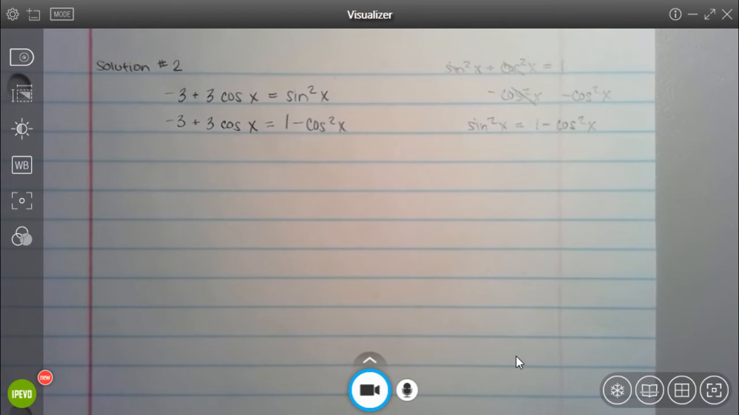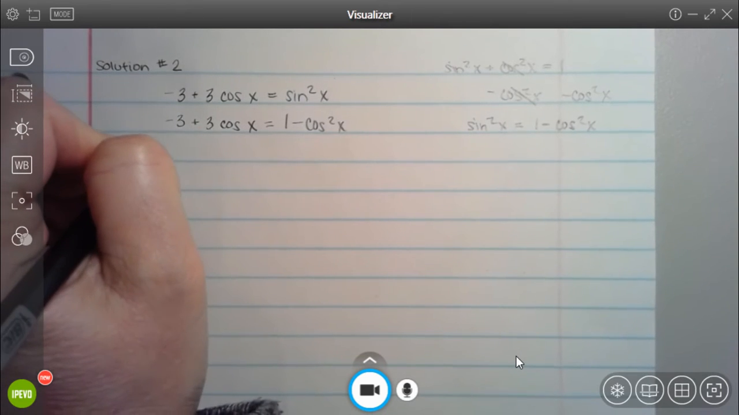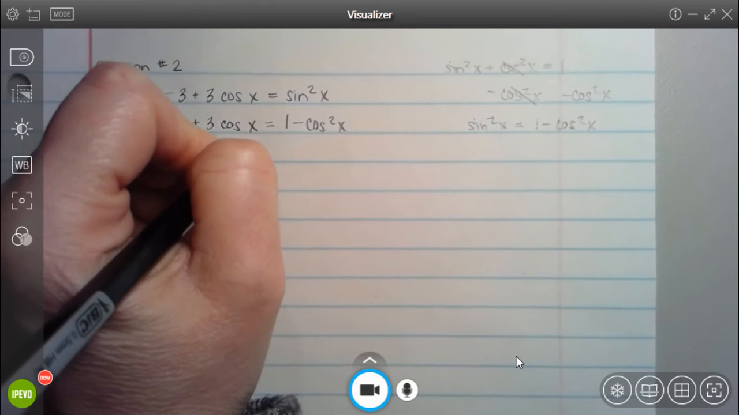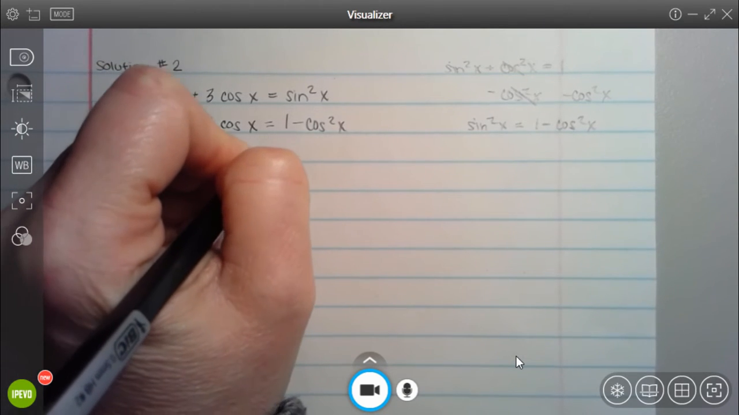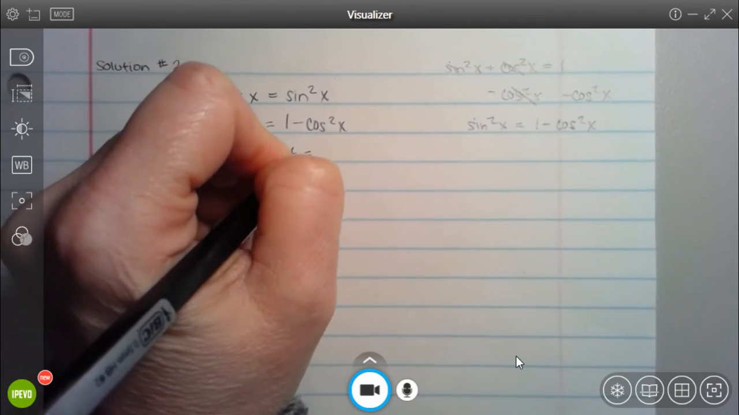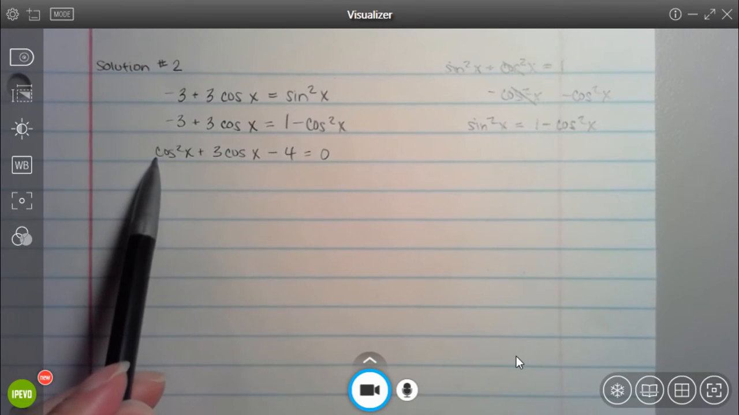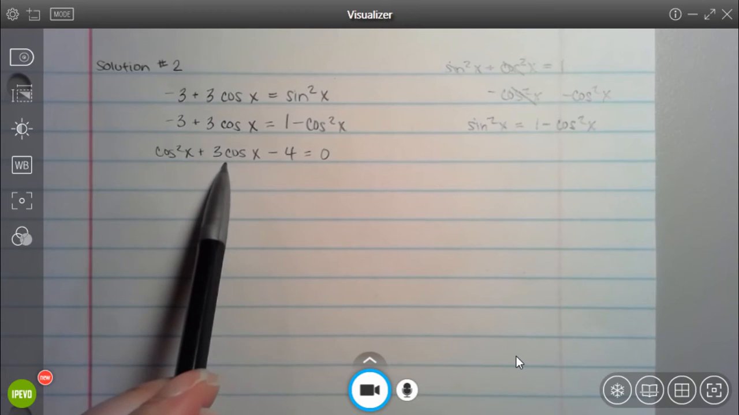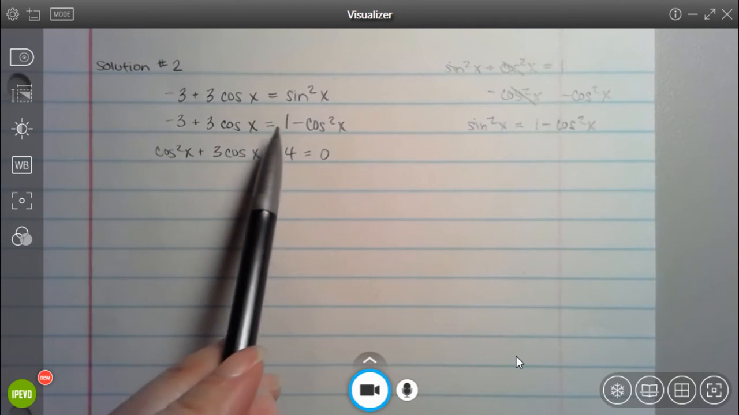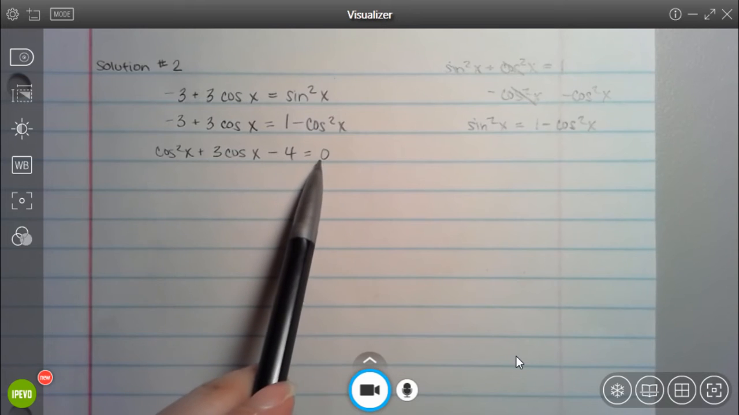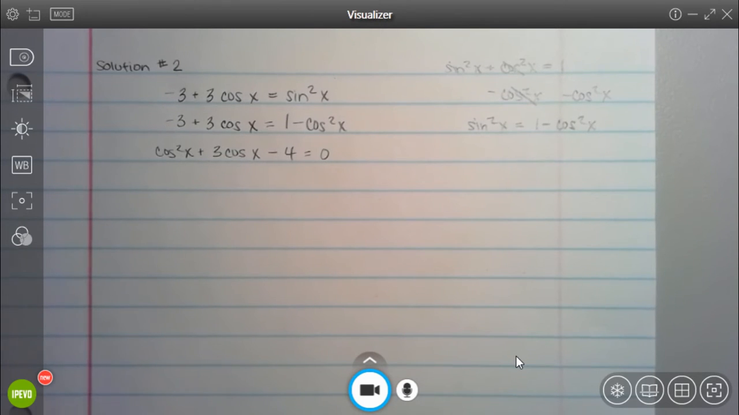And now we just want to get everything on the other side of the equal sign. So we'll move the cosine squared over, make it positive: cosine squared plus 3 cosine minus 4 equals 0. So I added this cosine squared over to get to this. This is my 3 cosine that was always here. And when I subtract the 1 from the -3, that gives me -4. And now it's equal to 0 and it's ready to be factored.